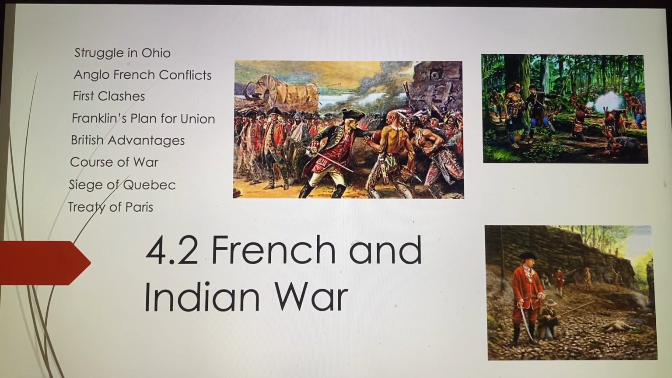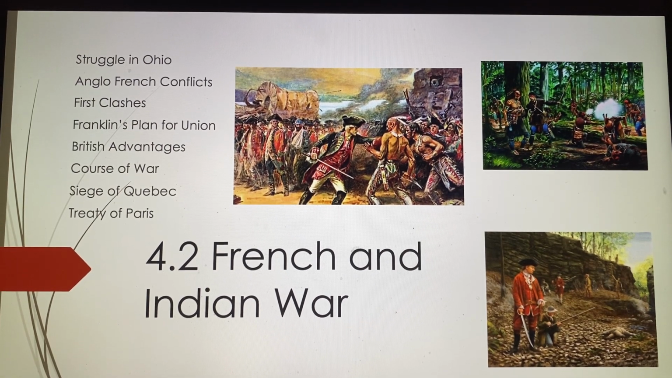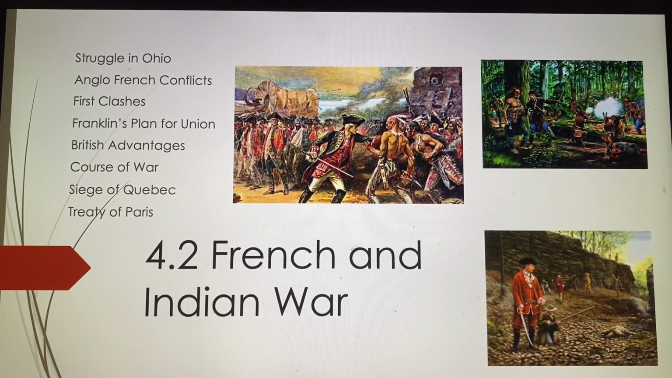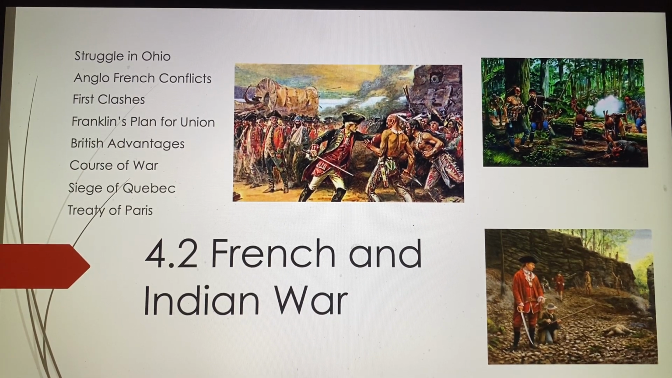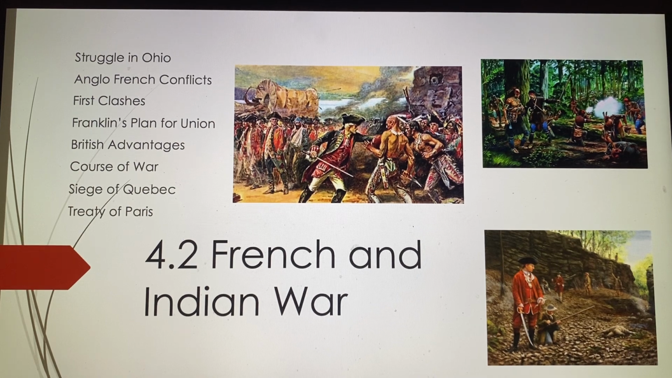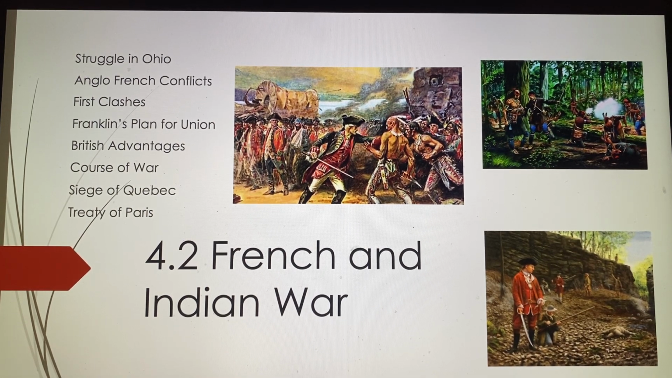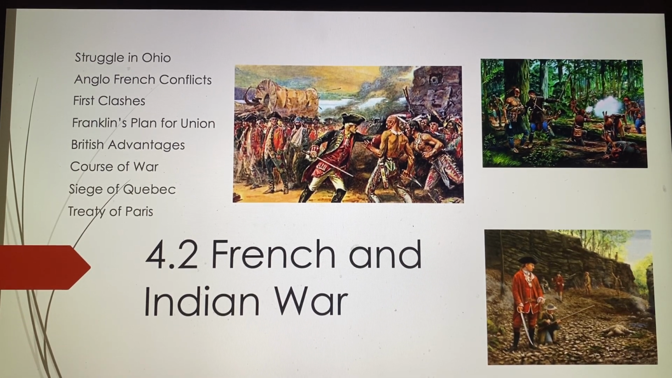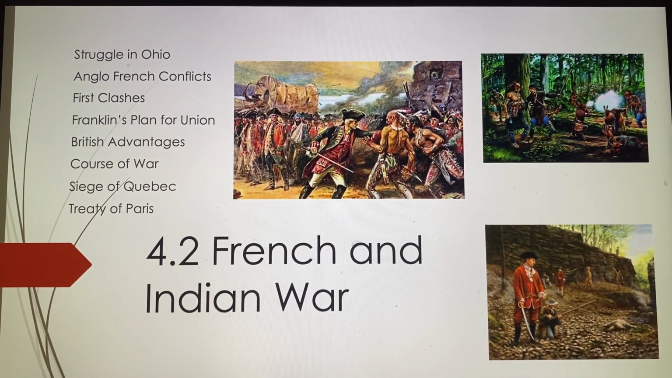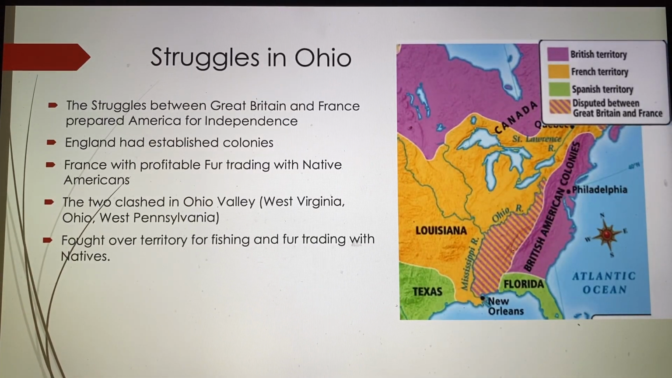You see the pictures there? The French and the Indians were on one side of the war. So most of the Indians fought for the French, and they fought against the British. But again, the colonists were British at that time. And so the colonists and the British fought against the French and the Indians. So let's find out how this war began.